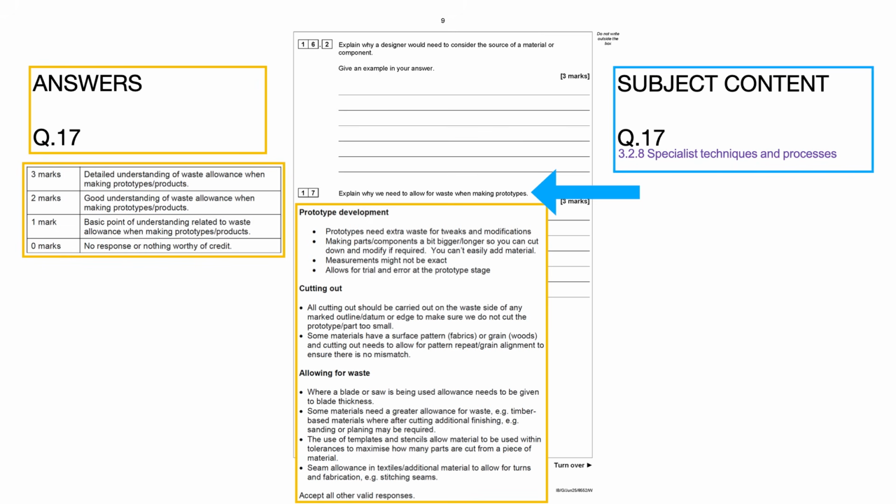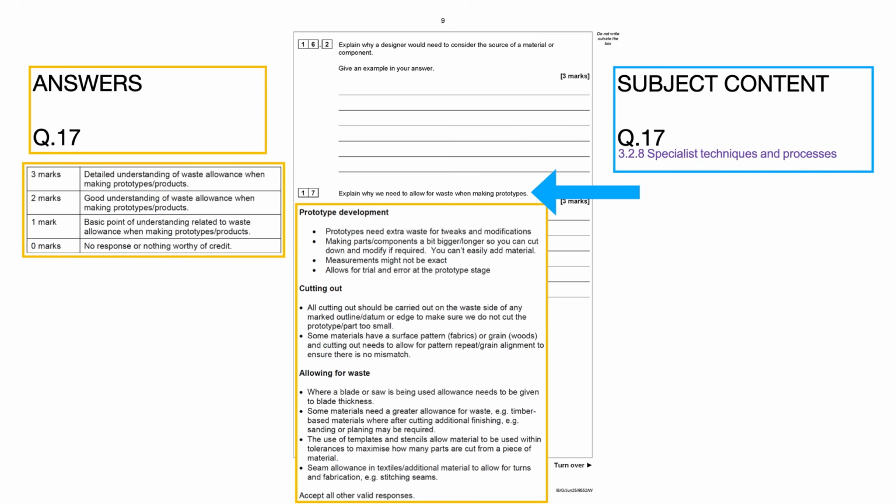Now, waste is produced when cutting out, so all cutting out should be carried out on the waste side of any marked outline, datum or edge to make sure we do not cut the prototype or part too small. And some materials have a surface pattern such as fabrics or grain in woods. And cutting out needs to allow for pattern to repeat or grain alignment to ensure there is no mismatch. And lastly, allowing for waste. Where a blade or saw is being used, allowance needs to be given to blade thickness.